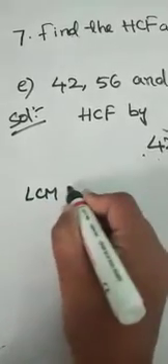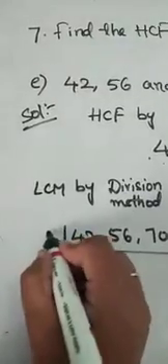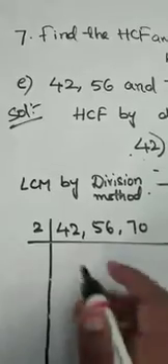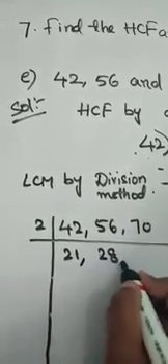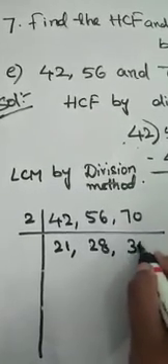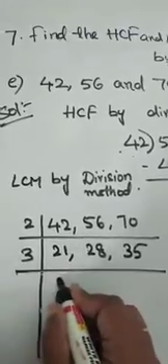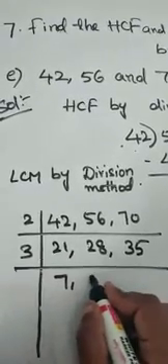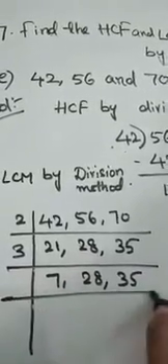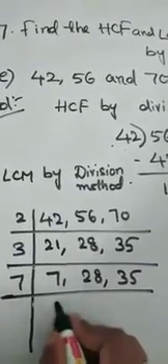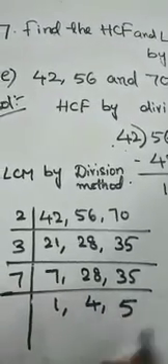LCM by the division method. 42, 56, 70. 2 2s are 4, 2 1s are 2. 2 2s are 4, 2 8s are 16. 2 3s are 6, 2 5s are 10. 3 7s are 21. This 28 will be as it is. This 35 will be as it is. Next, 7 1s are 7, 7 4s are 28, 7 5s are 35.